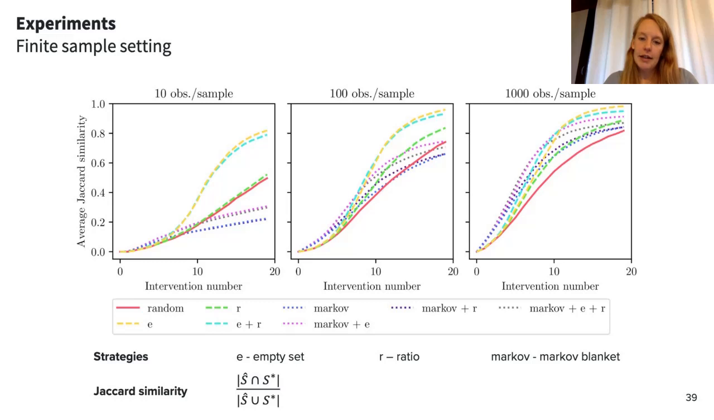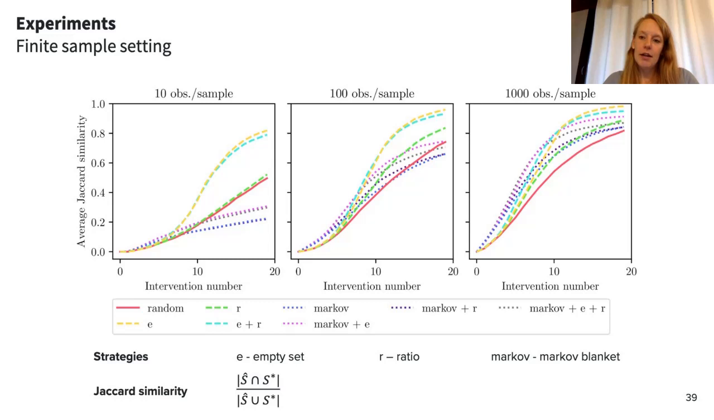And then in these plots, the metric we look at is the average Jaccard similarity. You can see the definition here at the bottom. We just look at the number of variables in the intersection between S hat and S star, S hat being our estimate and S star being the true set of causal parents. That is then divided by the number of variables in the union of these two sets. And so this metric is equal to 1 if and only if S hat and S star coincide exactly.